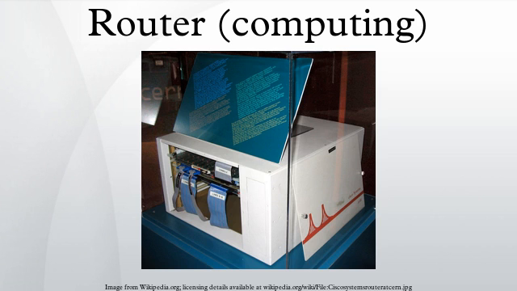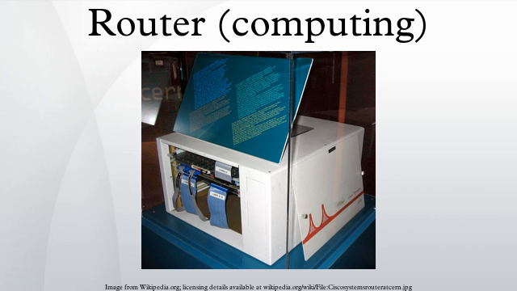Applications: when multiple routers are used in interconnected networks, the routers exchange information about destination addresses using a dynamic routing protocol. Each router builds up a table listing the preferred routes between any two systems on the interconnected networks. A router has interfaces for different physical types of network connections. It also contains firmware for different networking communications protocol standards.